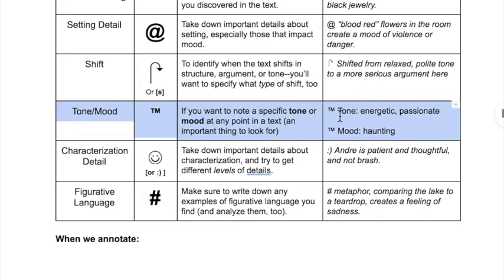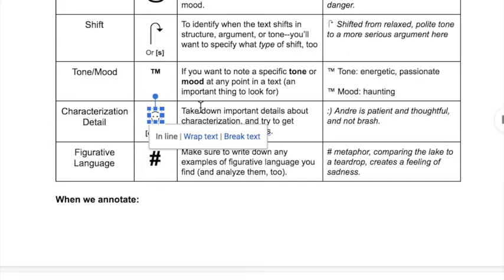Then we get to this, the trademark symbol. I like the trademark symbol because T and M, tone and mood, is a specific thing we will learn to and build our skills at reading for. You can see I always specify if I'm looking at tone or mood. We'll go over that in class, but that's what the TM symbol is for.